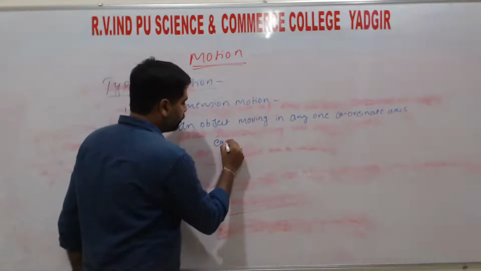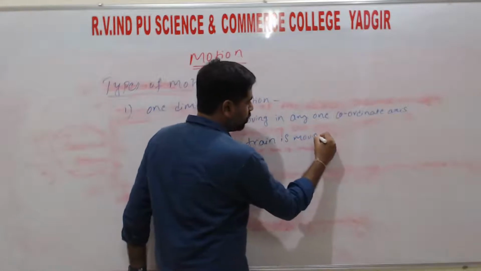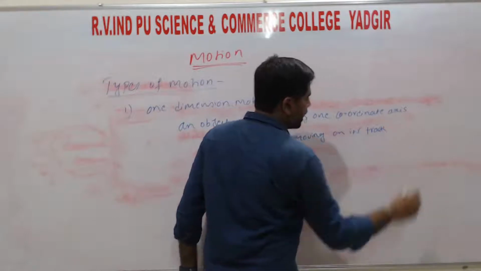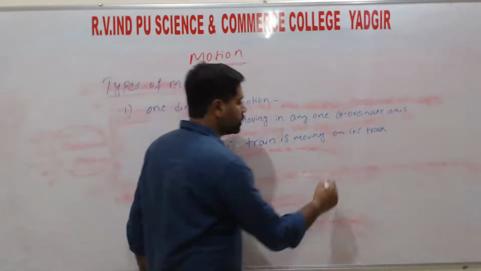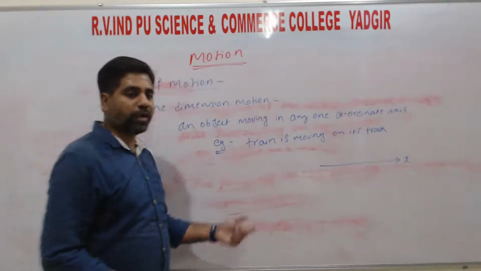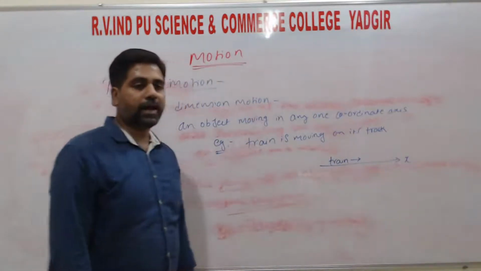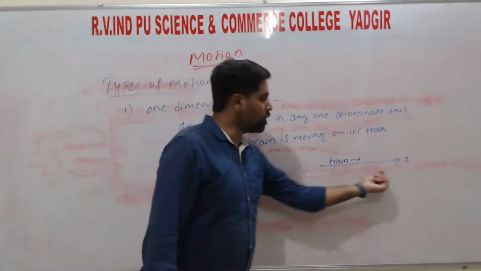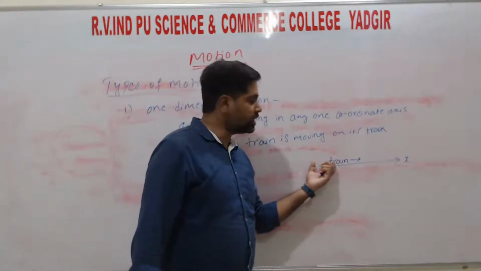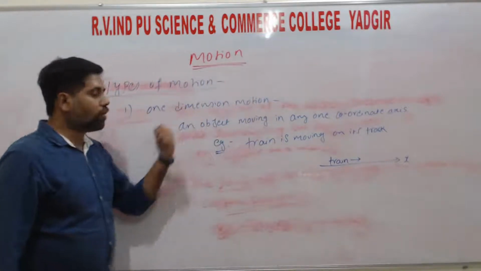So for example, a train is moving on its track, right? So this is the motion which is along the x-axis. The train is moving along the x-axis, so this is one coordinate axis, right? The object is the train, and the train is moving along the x-axis. That type of motion we call one dimension motion.